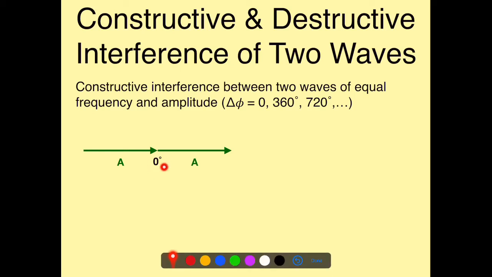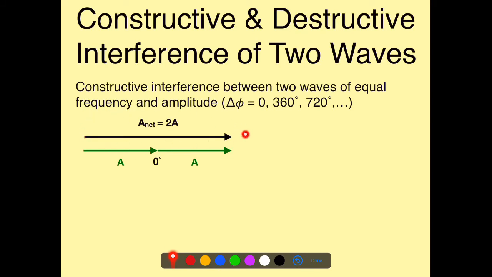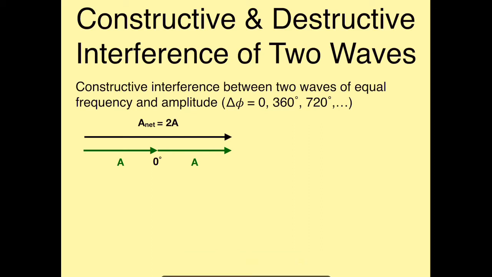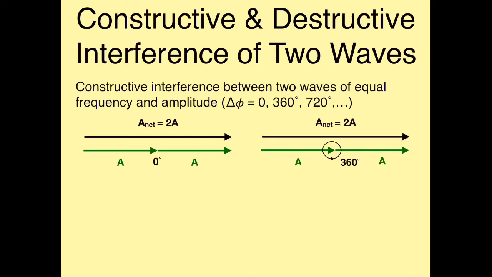If there's 0 degrees phase difference between the two, then the first arrow is exactly in the same direction as the second arrow, and the net, or the total amplitude, is just equal to 2 times A. So we can see constructive interference is happening because the amplitude is bigger than that of the individual waves. If we also say that the phase difference between them is 360 degrees, then I draw the first arrow, and when I draw the second arrow, I spin it around 360 degrees, but it's still facing in the same direction, so the net amplitude is still just 2 times A.